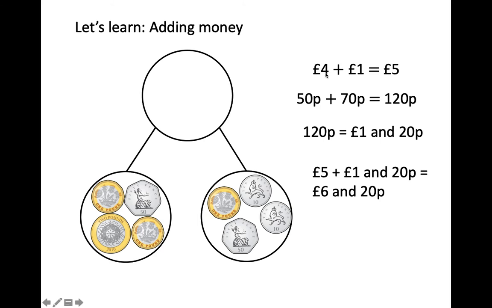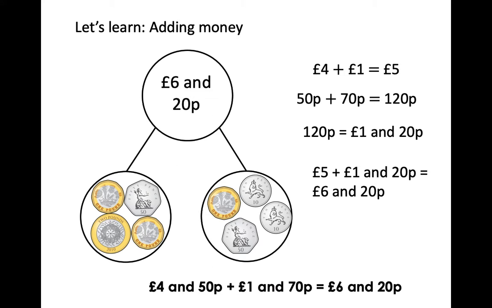Okay, so first of all I added my pounds, then my pence. Next I changed my pence into pounds and pence to make it easier to add together, and then I added my pounds up with my pounds and pence to give me £6 and 20p. Okay. Let's have a look at another example then.